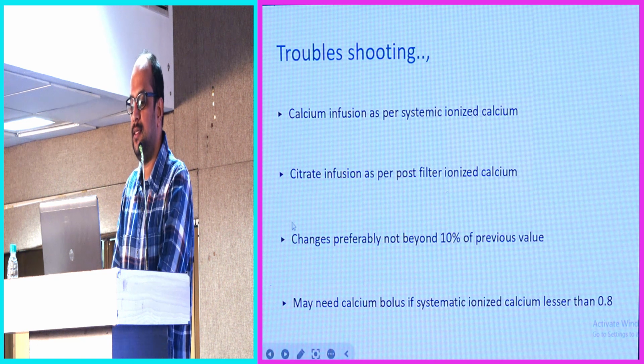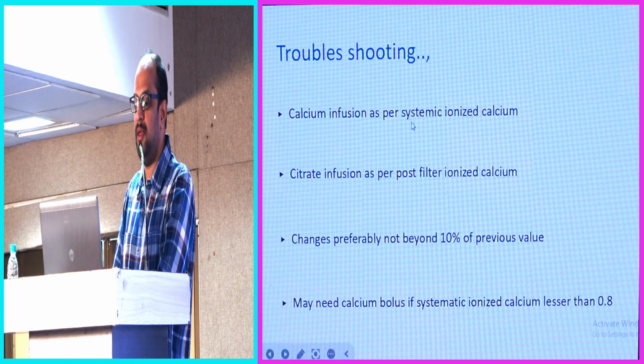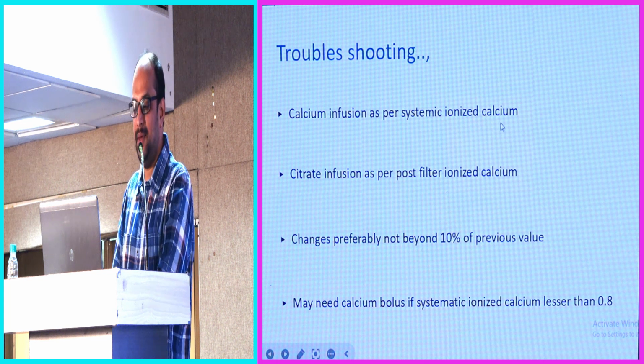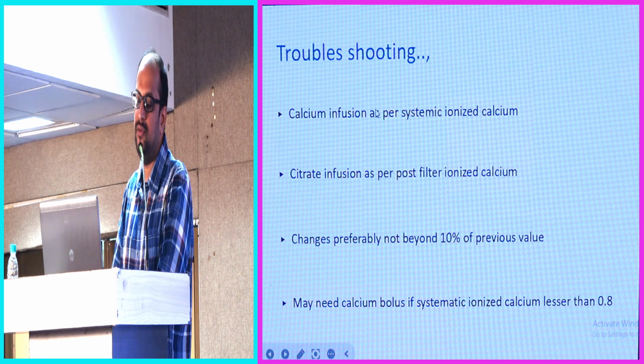Troubleshooting: as I said, calcium infusion will be based upon the systemic ionized calcium. Systemic ionized calcium means ABG. So if the ABG is showing low calcium, we may need to increase the calcium infusion, and if the ABG is showing more calcium, we may need to decrease the calcium infusion.